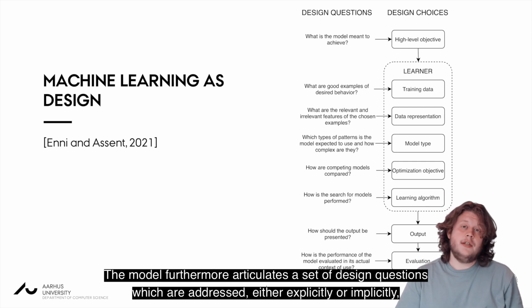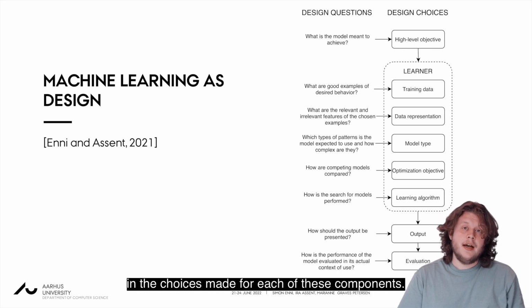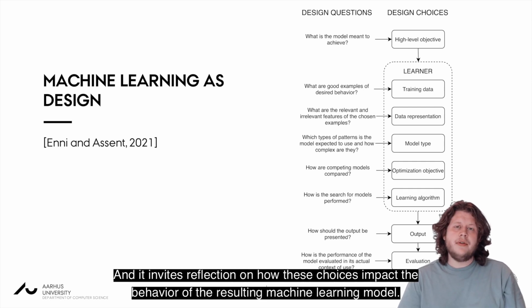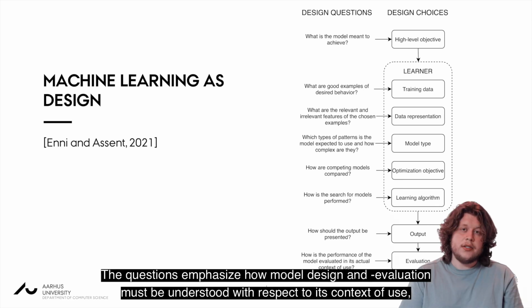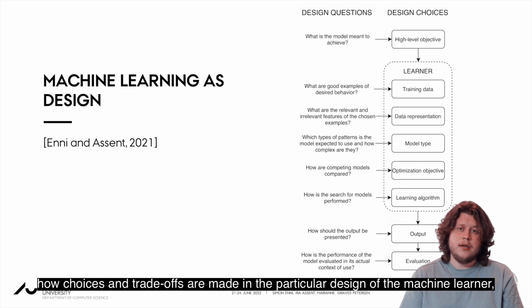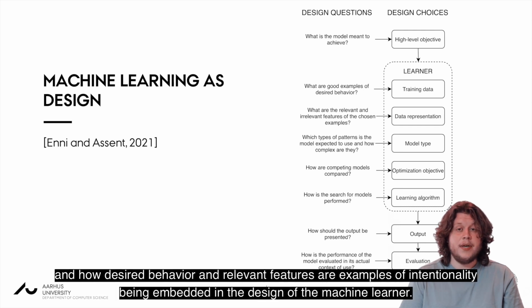The model furthermore articulates a set of design questions which are addressed implicitly or explicitly in the choices made for each of these components. And it invites reflection on how these choices impact the behavior of the resulting machine learning model. The questions emphasize how model design and evaluation must be understood with respect to its context of use, how choices and trade-offs are made in the particular design of the machine learner, and how desired behavior and relevant features are examples of intentionality being embedded into the design of the machine learner.